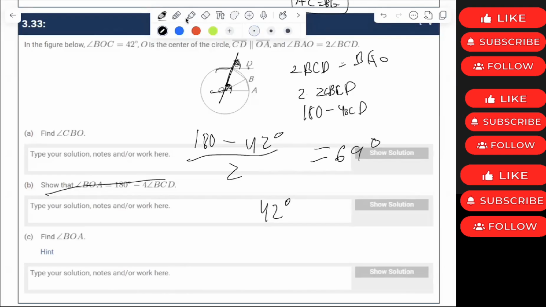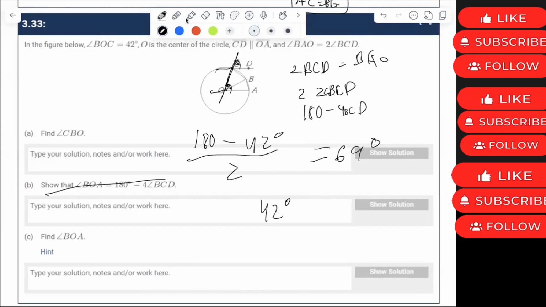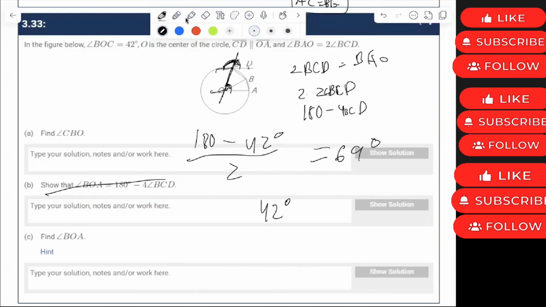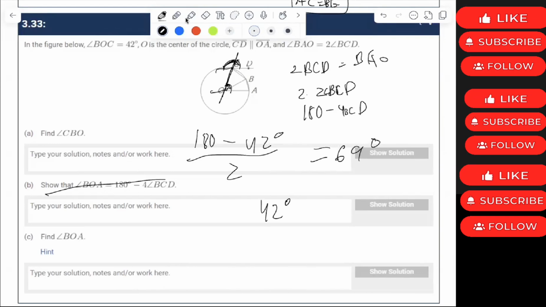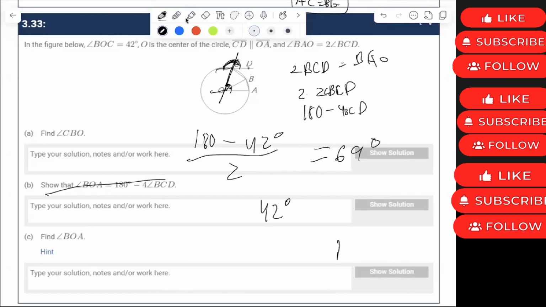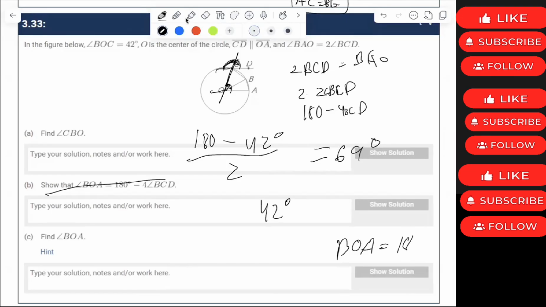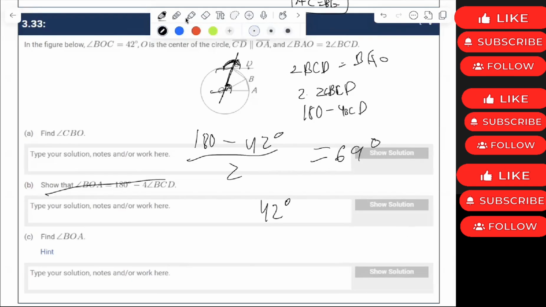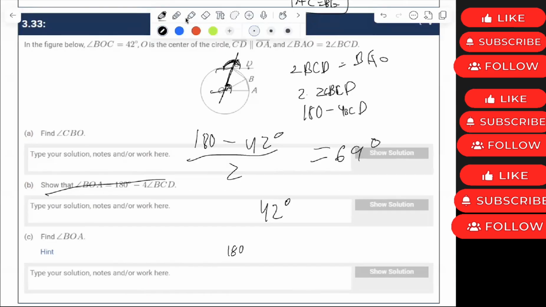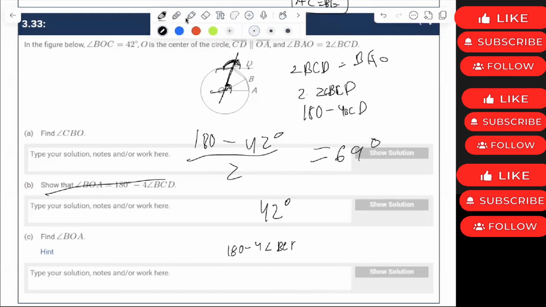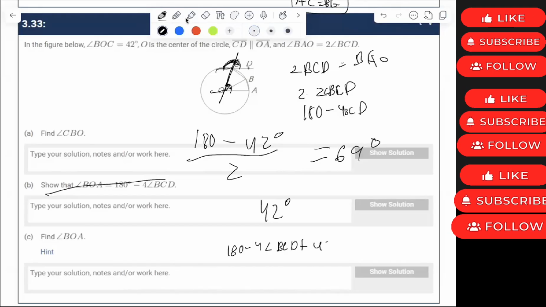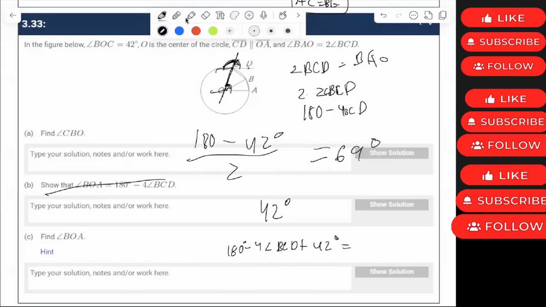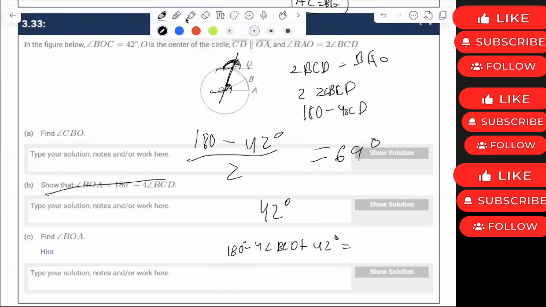What else can we find? This angle is 180 minus 42. We know this one's BOA, which is 180 minus 4 BCD. I already wrote that down. So we can say 180 minus 4 BCD plus 42 degrees is equal to a grand total of, I don't know how many degrees, so we'll just say X degrees.